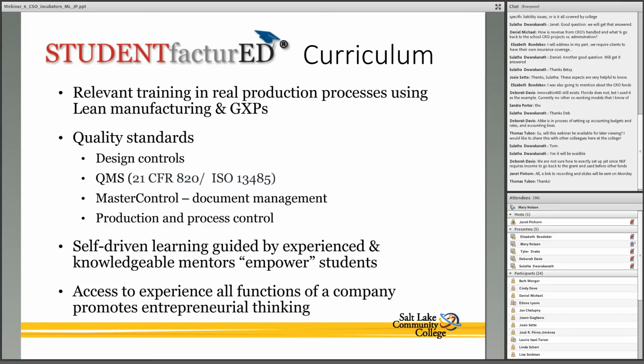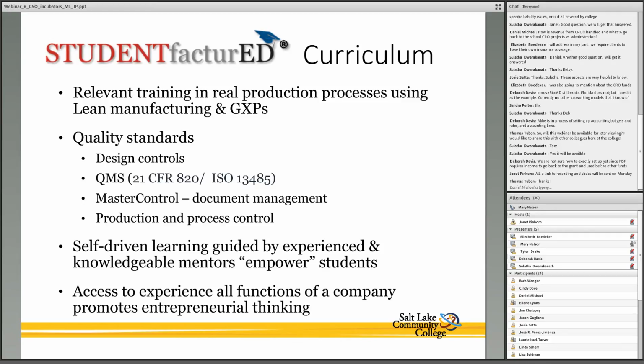they can do design controls. So if they start a new project, we have the paperwork, and we've got SOPs on how to follow that paperwork that was developed by a student in a master's program at the University of Utah. We have a quality management system. We have a quality manual, and we work with Master Control as our document management system, and this is software that's used in several companies that the students may go work at after they complete their degree.